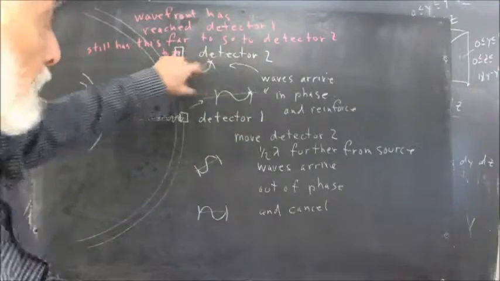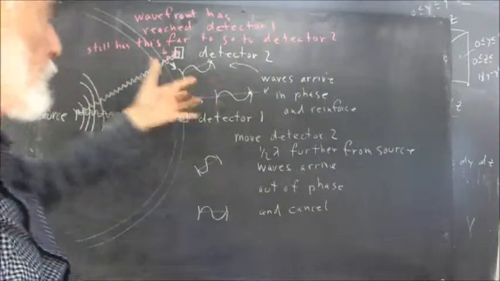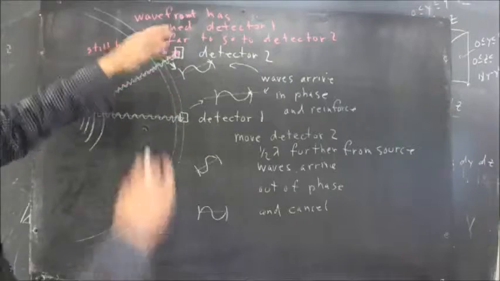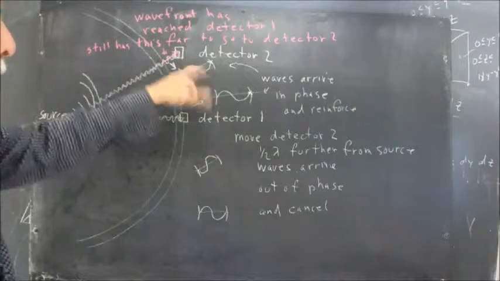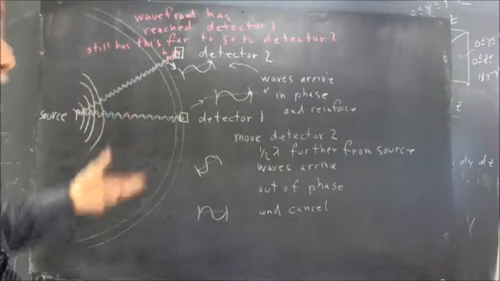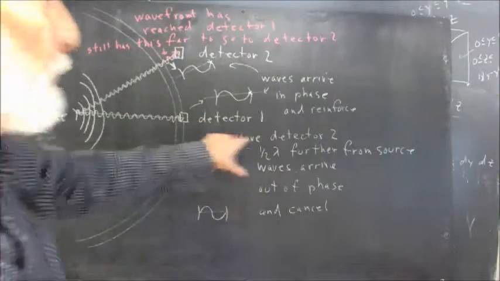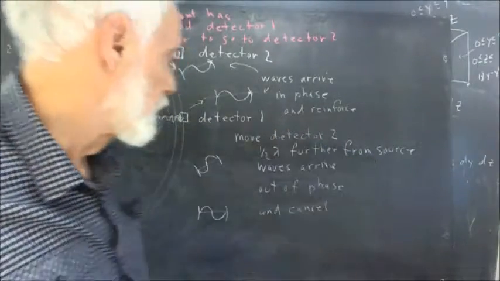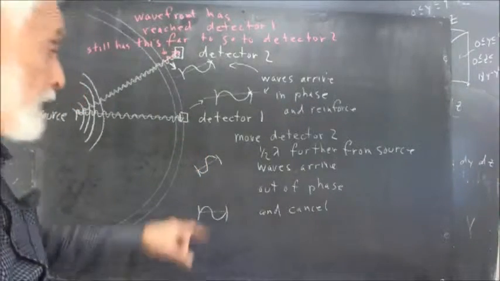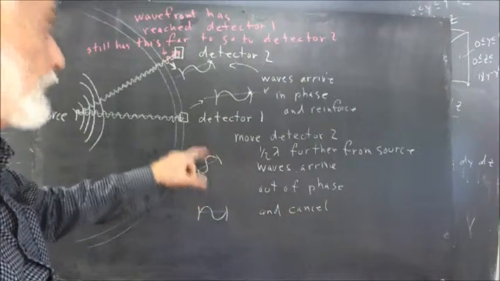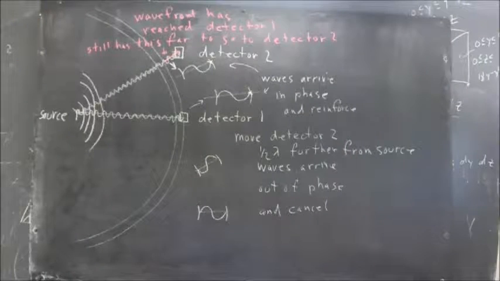Okay, originally the waves arrived in phase and the combined waves would reinforce. So again, if we wire these up and combine them into one source and listen to the source, we'll hear a reinforced wave. It'll be twice the intensity of either individual wave. Whereas here, if we move detector 2 half a wavelength further from the source, that's going to move the wave half a wave out of phase. The waves will arrive out of phase, peaks will match up with valleys, and the waves will cancel, and we're not going to hear very much at all.